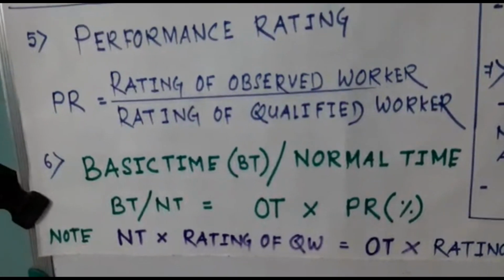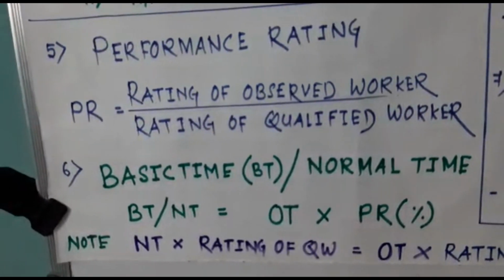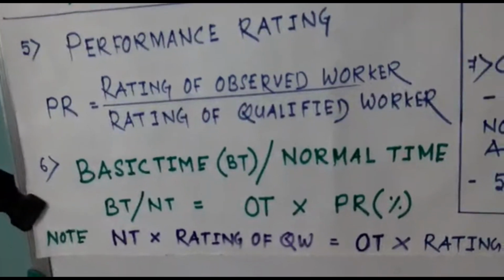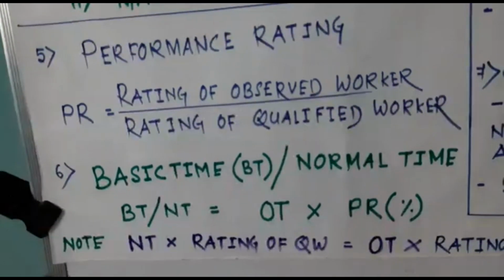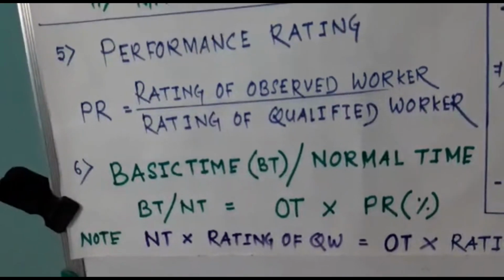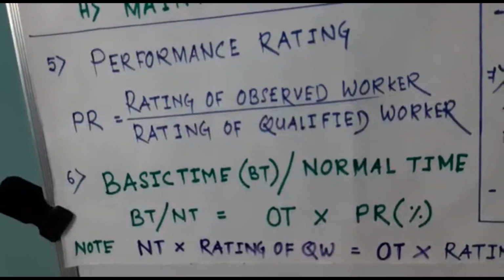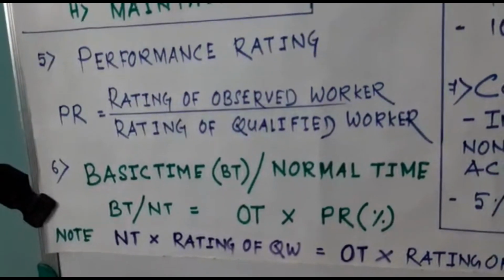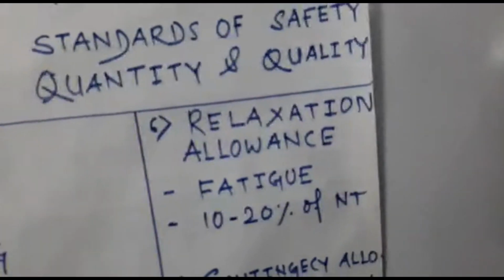So if a worker who is under observation is taking 5 minutes and his performance level is 80%, in that case the normal time, that means the time taken by a qualified worker to complete the job, will be 5 into 80 by 100, that is 4 minutes. Since the qualified worker is more efficient than the worker under observation, he will take less time, 4 minutes, whereas the worker under observation takes 5 minutes. There are two other terms which are very important in work study.